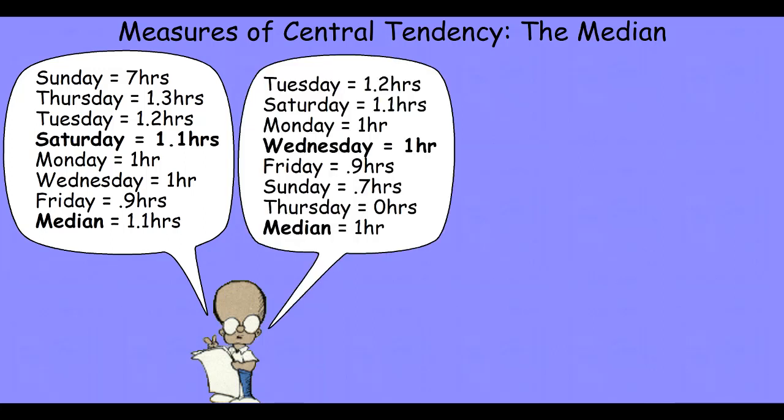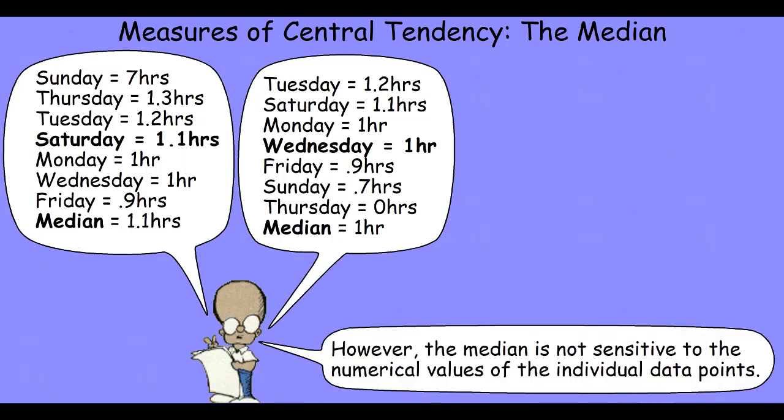Similarly, that day off on Thursday, if we go and use the median there, again, organizing our time studied by amount from largest to smallest, Wednesday is our hump day. Our value for Wednesday is 1 hour, and so our median is 1 hour. Again, those outliers don't affect the median in the way that they do the mean.